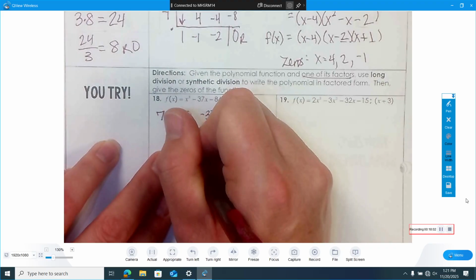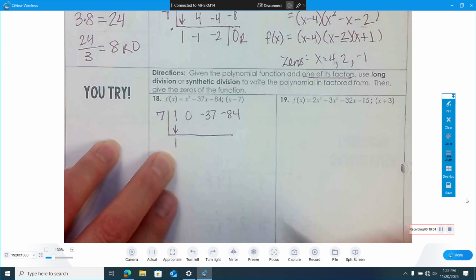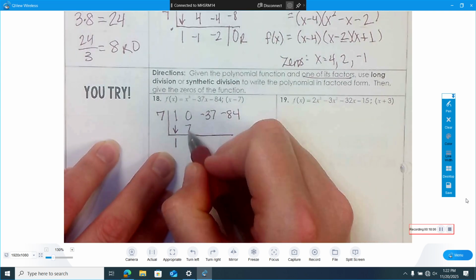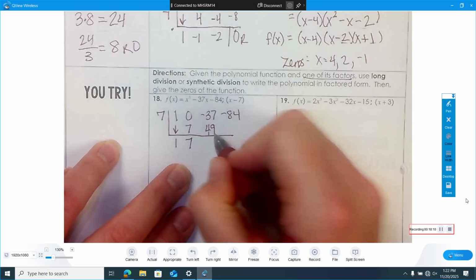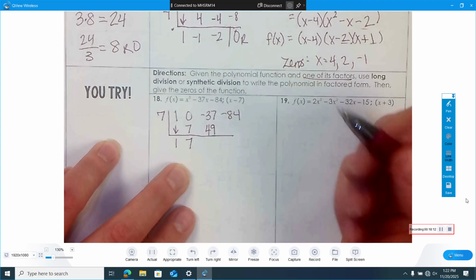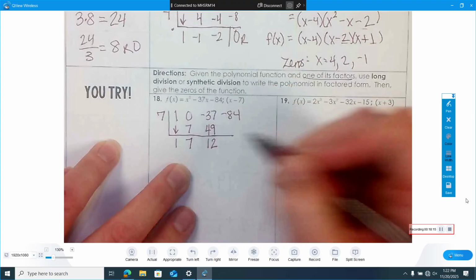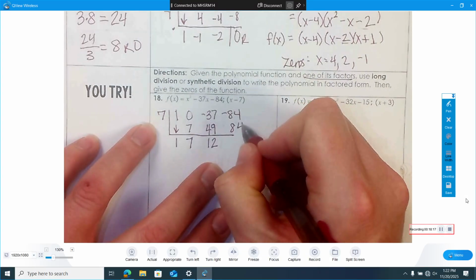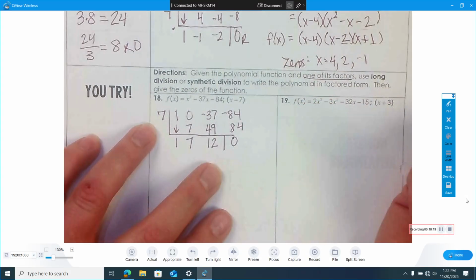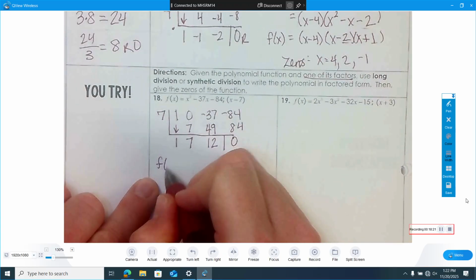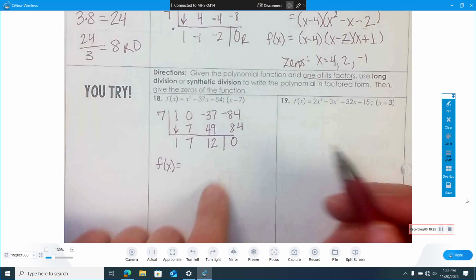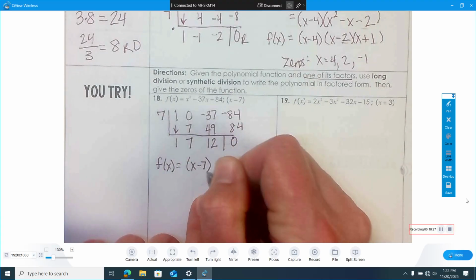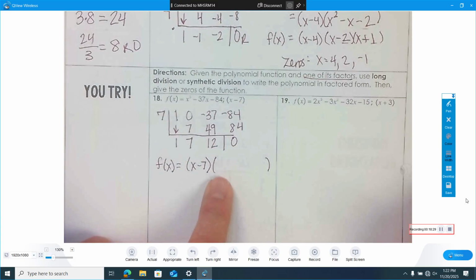I'm going to go ahead and do my synthetic division. 1 times 7 is 7. 0 and 7 is 7. 49. Oh, that's math. That's too hard. 12. 84. And we do get a remainder of 0. So now my polynomial is my bubble, the factor that they told me, x minus 7, times what?